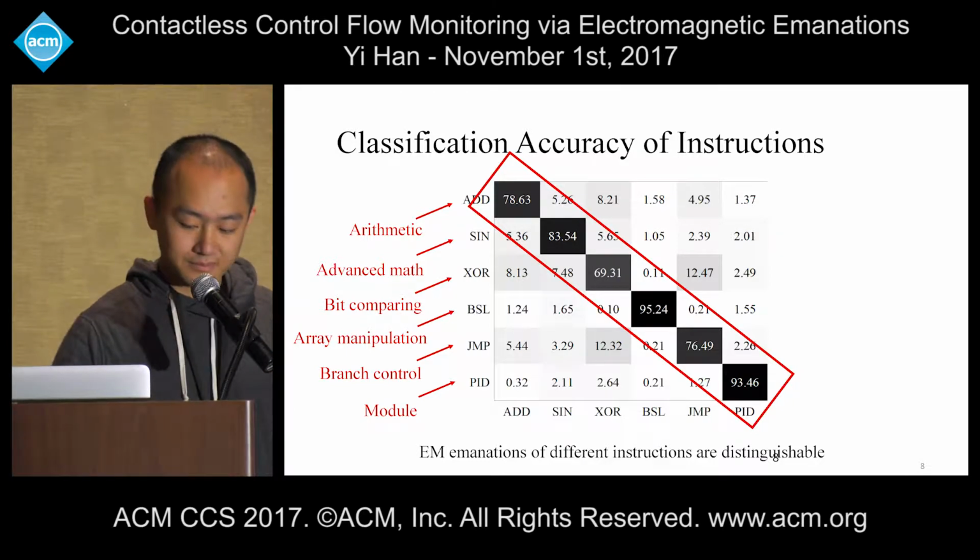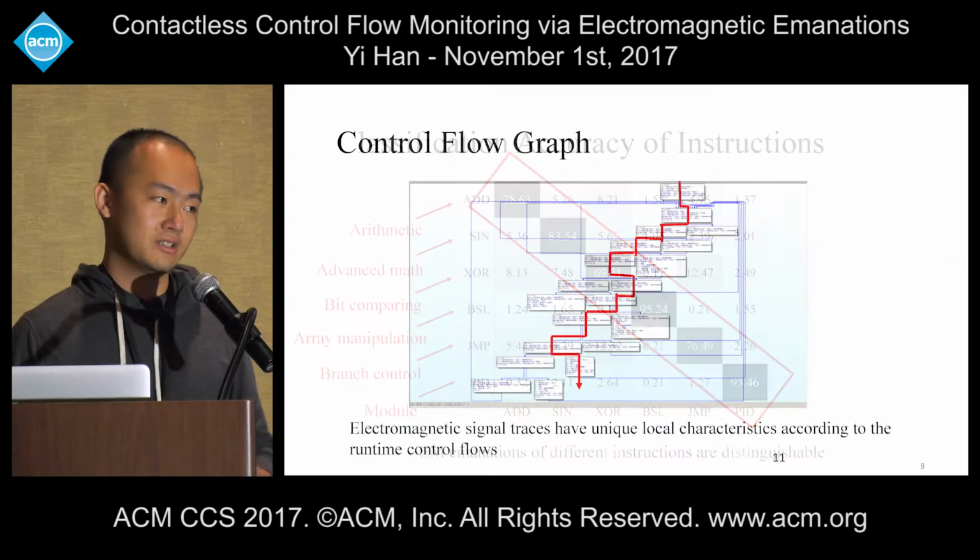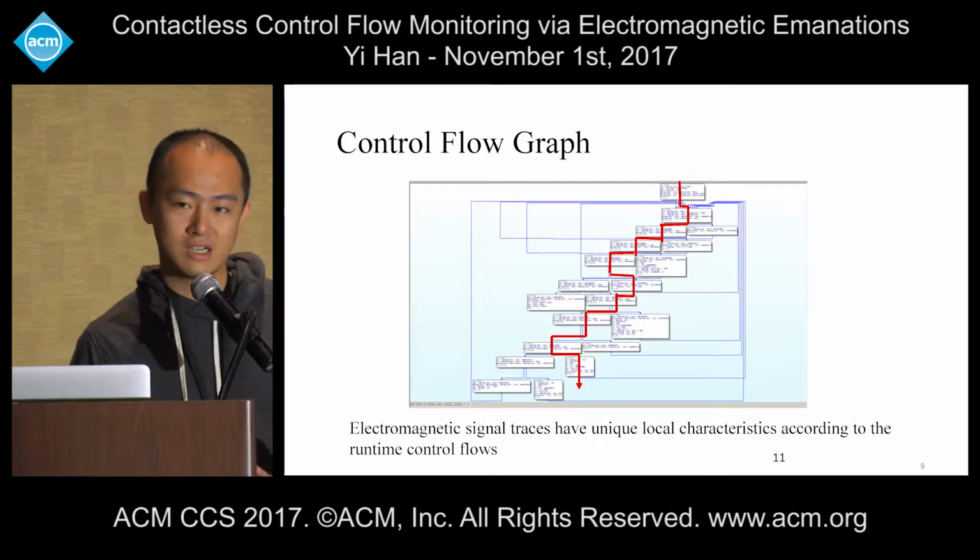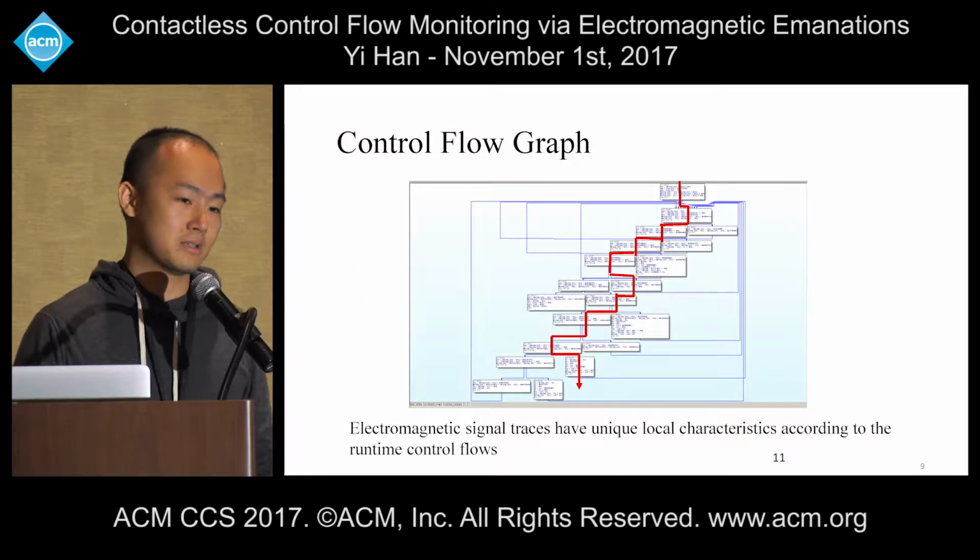So how are we going to relate these observations of the instruction level emanations to the control flow of the program?